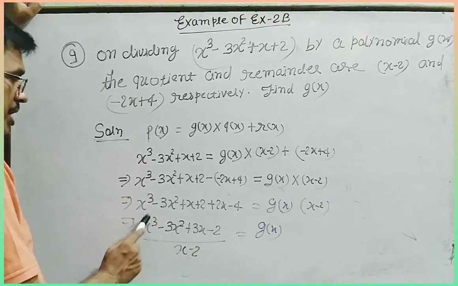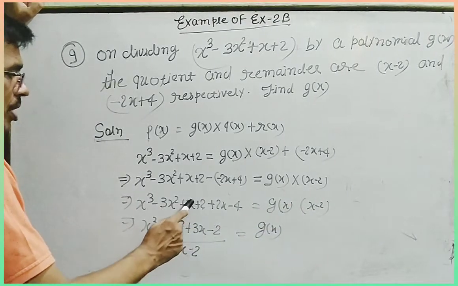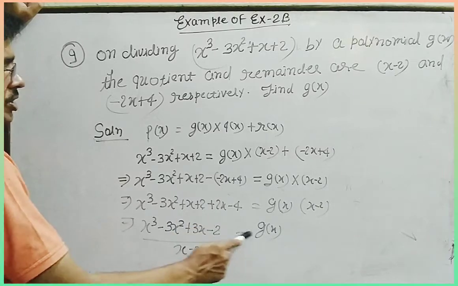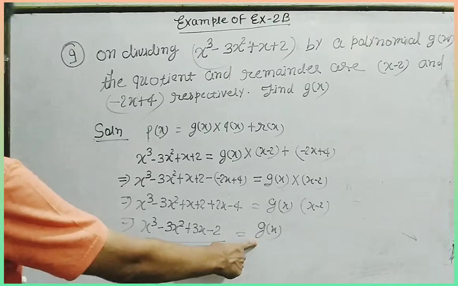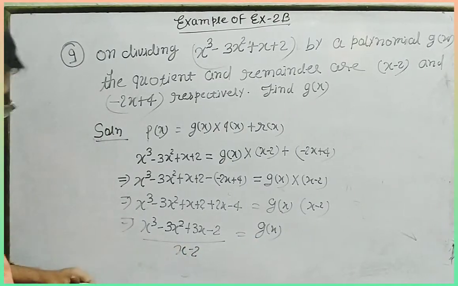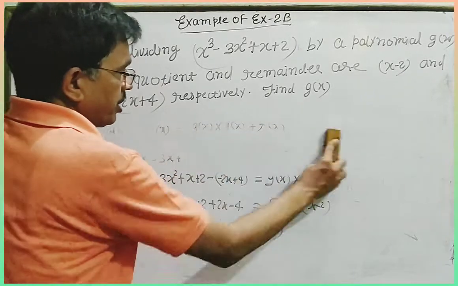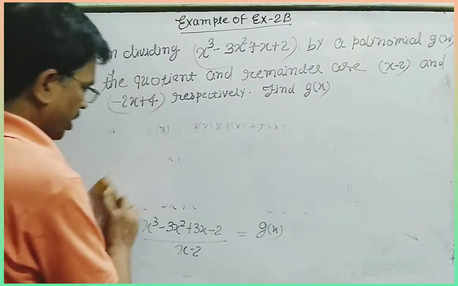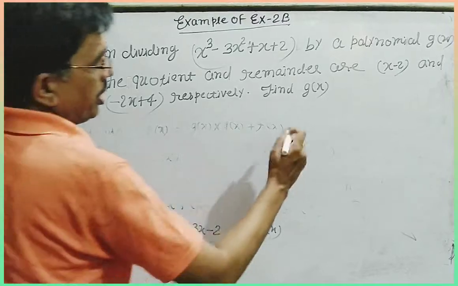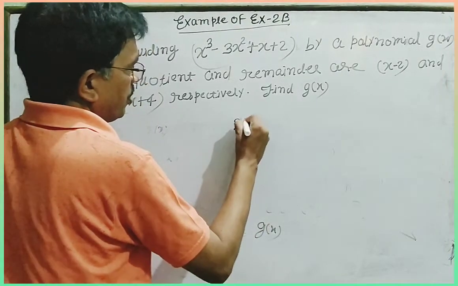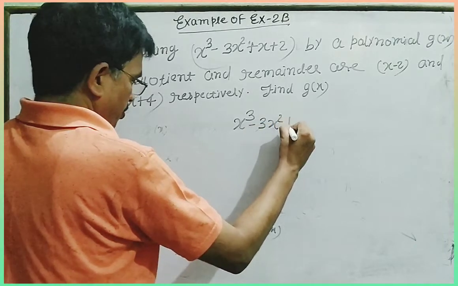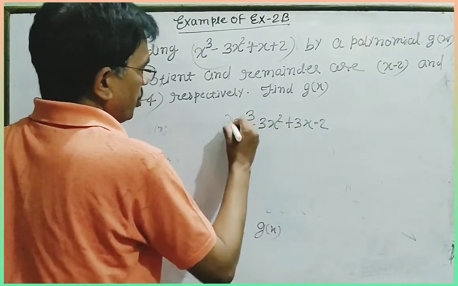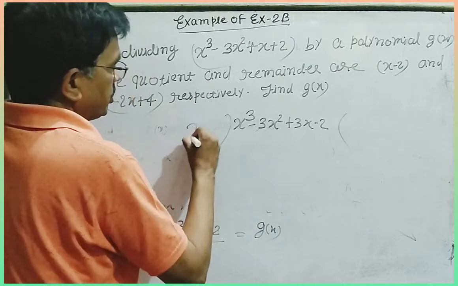When you solve it, you get x cube minus 3x square plus 3x minus 2 equals g(x) into x minus 2. So g(x) is x cube minus 3x square plus 3x minus 2 divided by x minus 2. So what is g(x)? When you divide, you get your solution. So dear student, you divide it by the division method. So you write here x cube minus 3x square plus 3x minus 2 divided by x minus 2.